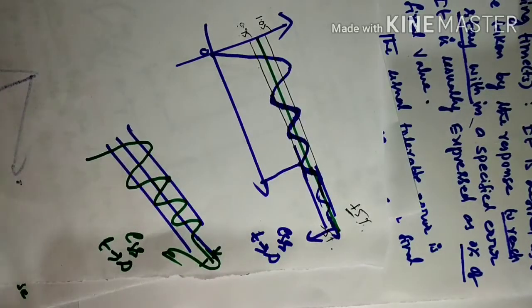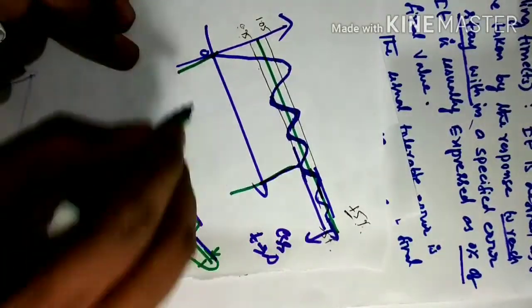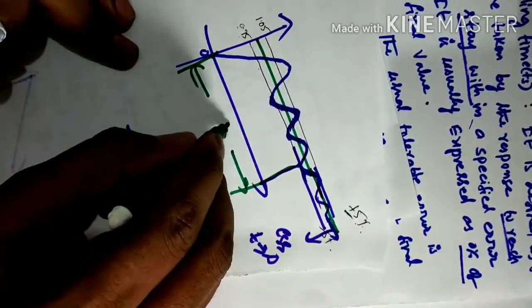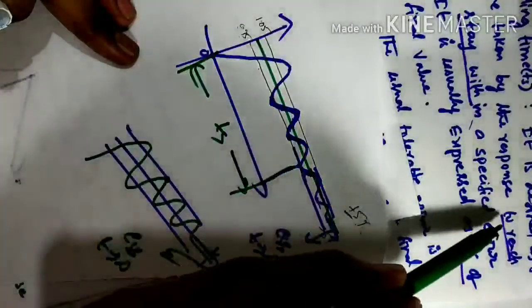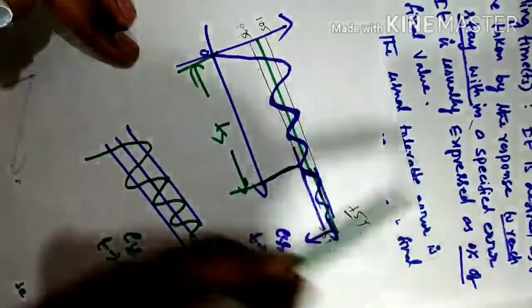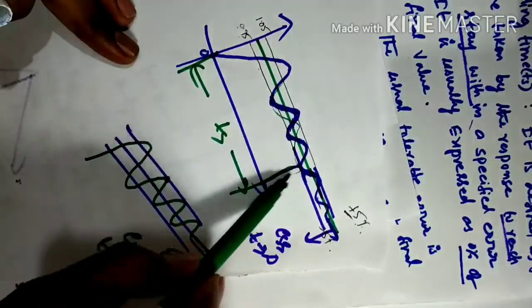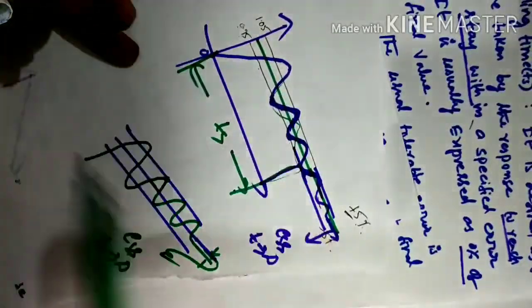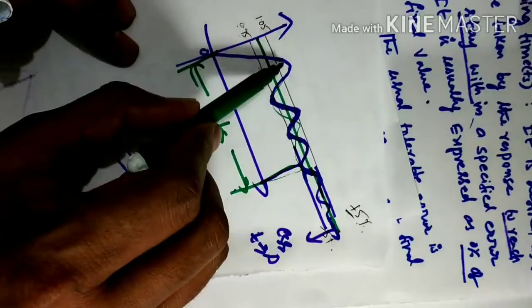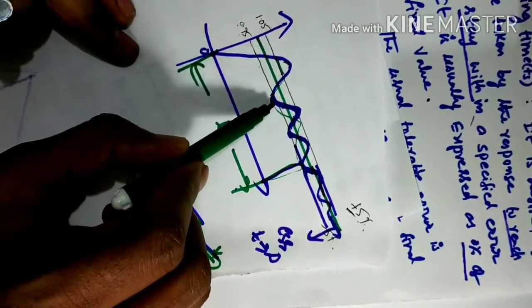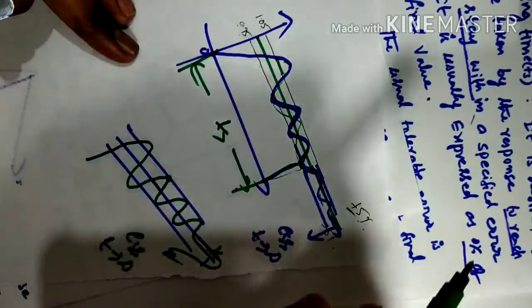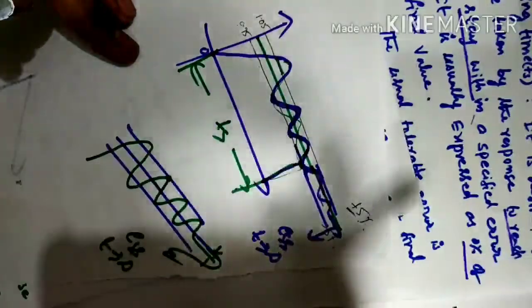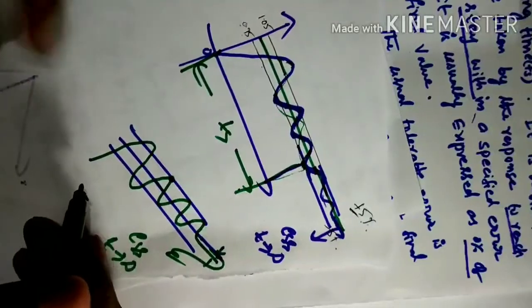From this point to this point is called settling time. It is reaching and staying within a specified error. When you take settling time, the response is above this portion, here also below that, this also above. But when you come to this point, it is reaching and staying within a specified error, and that is called steady state error.